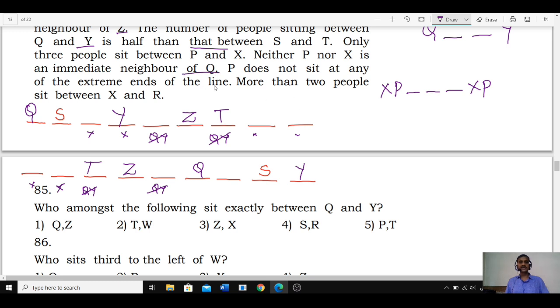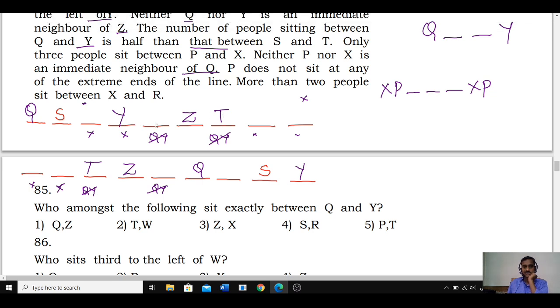P does not sit at any one of the extreme ends of the line. P cannot be at this place. Only 3 people between P and X. If P is here, then 1, 2, 3, X must be here, not possible. Hence P and X cannot be in these 2 places. If P is here, 1, 2, 3, X will be here.